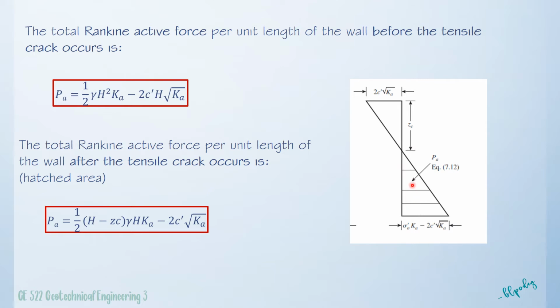That is simply the area of a triangle, and we need this distance. But we can solve this distance. This is h. H is the total distance less z of c. So, putting that into an equation, that becomes 1/2 multiplied by the height, which is h minus z of c, multiplied by the base. So, the base is the vertical stress. And if you are to expound that, that is simply the unit weight multiplied by the height, multiplied by the coefficient of active earth pressure minus 2c prime, multiplied by the square root of Ka.